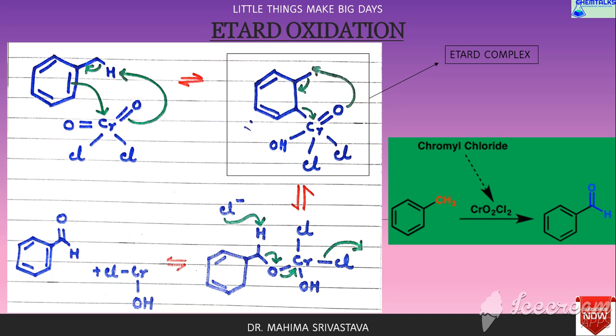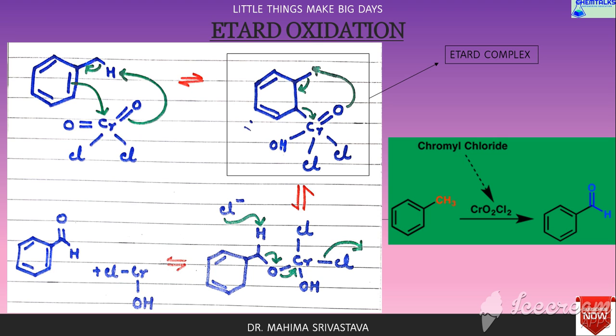Toluene can also be oxidized via the Étard mechanism, but we will see the chromyl chloride form of the Étard reaction. Now, the reaction begins with an alkene allylic hydrogen reacting with chromyl chloride, forming a precipitate called the Étard complex, as you can see in the figure.